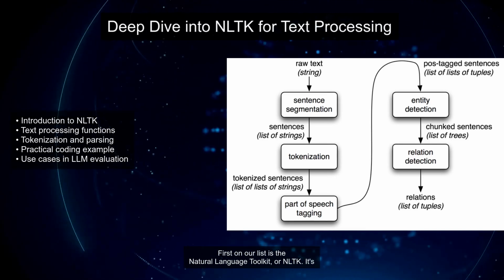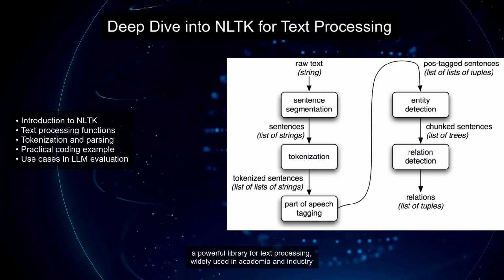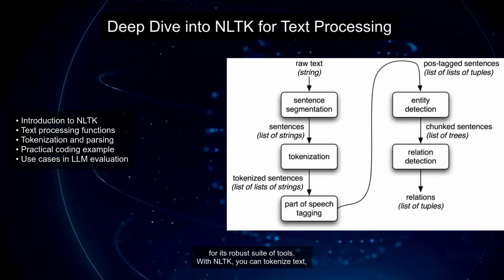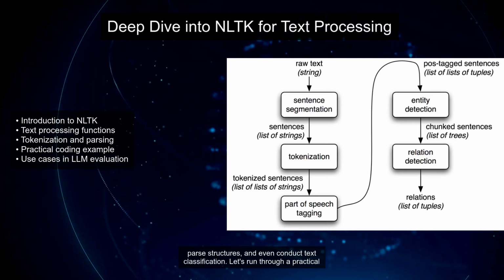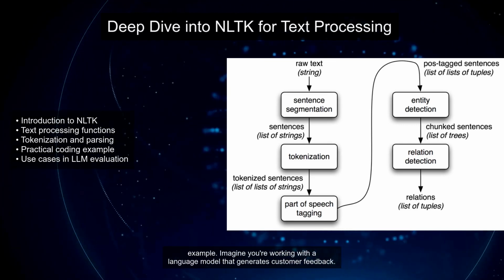First on our list is the Natural Language Toolkit, or NLTK. It's a powerful library for text processing, widely used in academia and industry for its robust suite of tools. With NLTK, you can tokenize text, parse structures, and even conduct text classification. Let's run through a practical example.